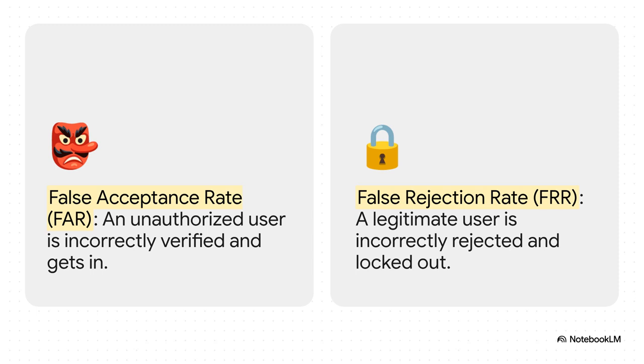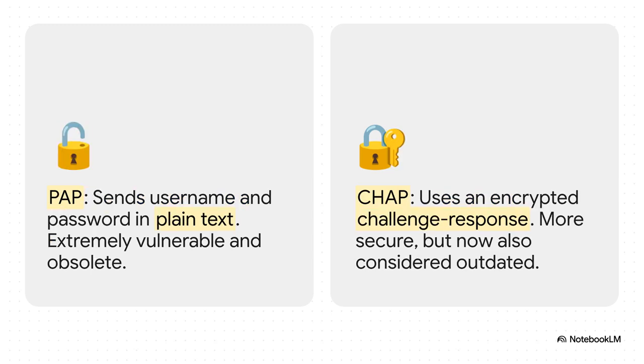The sweet spot, the goal for any good biometric system, is to find that perfect balance where both of these error rates are as low as they can possibly be. That's the sign of a system that's both secure and actually usable. Of course, the technology for this stuff has come a long way. In the early days, we had protocols like PAP. The problem? It sent your username and your password across the network in plain text. I mean, can you believe that? Anyone listening in could just snatch it right out of the air.